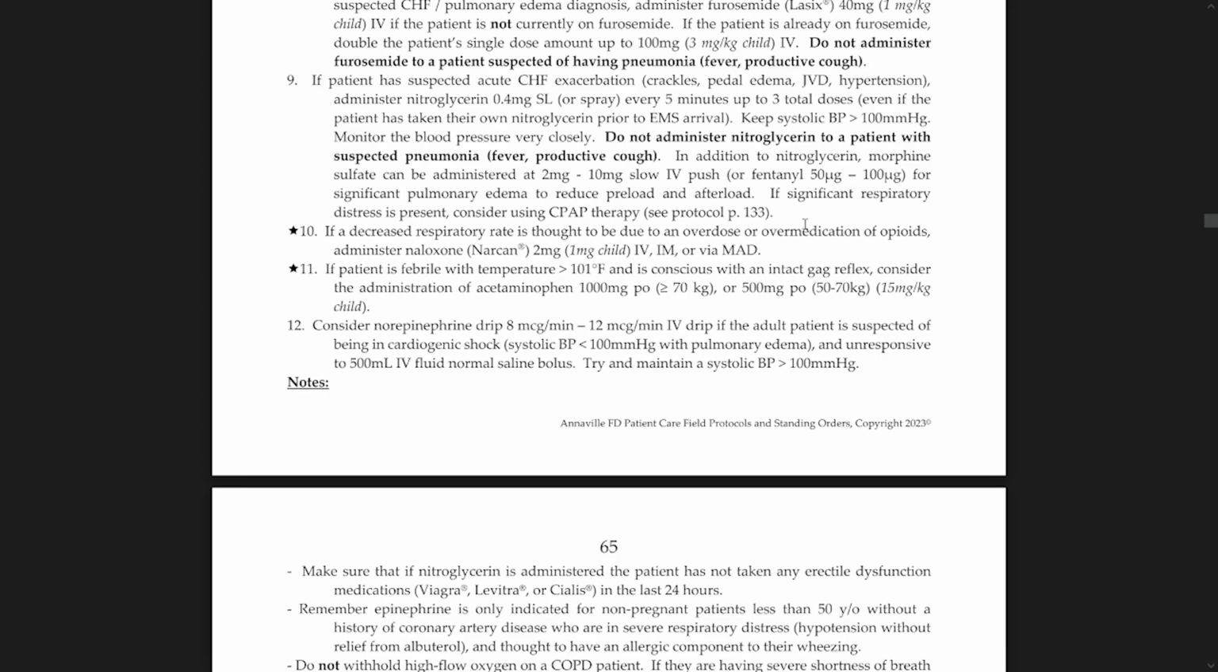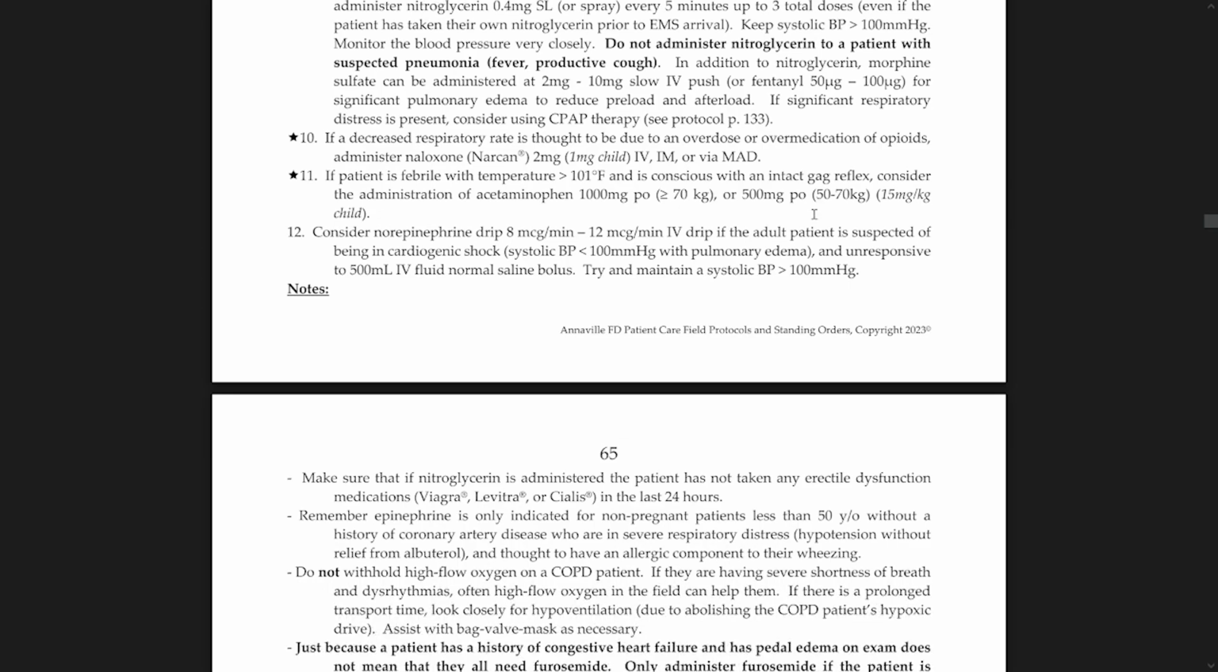If a patient is febrile with a temperature greater than 101 degrees Fahrenheit and is conscious with an intact gag reflex, consider the administration of acetaminophen 1000 milligrams PO if greater than or equal to 70 kilograms, or 500 milligrams PO if they are 50 to 70 kilograms, or 15 milligrams per kilogram for a child.